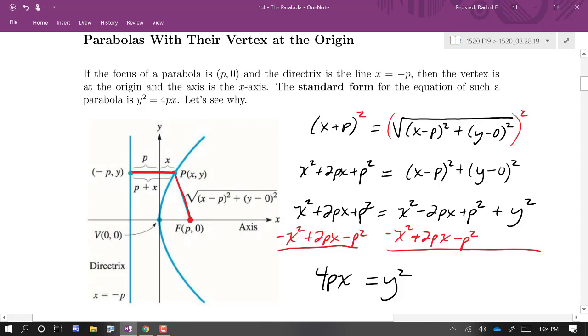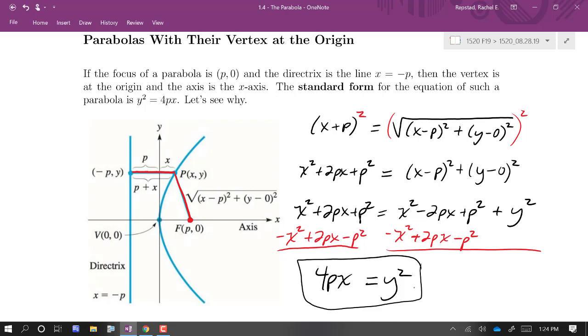So here's the standard form for the equation of a parabola that's oriented horizontally, whose vertex is at the origin. In this equation, p represented the x-coordinate of the focus. So the vertex is at the origin. If it opened this way, p would be negative, right? And so this would be like a negative something x equals y squared.